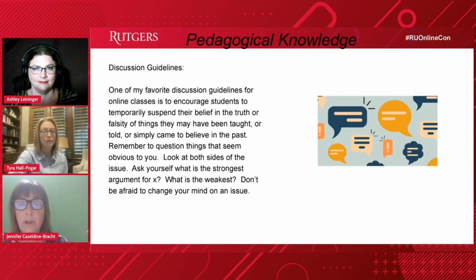So just remember to redo your research. Remember to question things that seem so obvious to you. Look at both sides of the issue, or sometimes there's more than two sides. And really ask yourself, what is the strongest argument for the position? What is the weakest? If you disagree with somebody, still look at the best argument of that opposing position, and explain what you disagree with. Margaret Little talks about asking, what do I fear about an opposing position? What am I unsure of about my own position? Anything to create that space for dialogue to flourish.